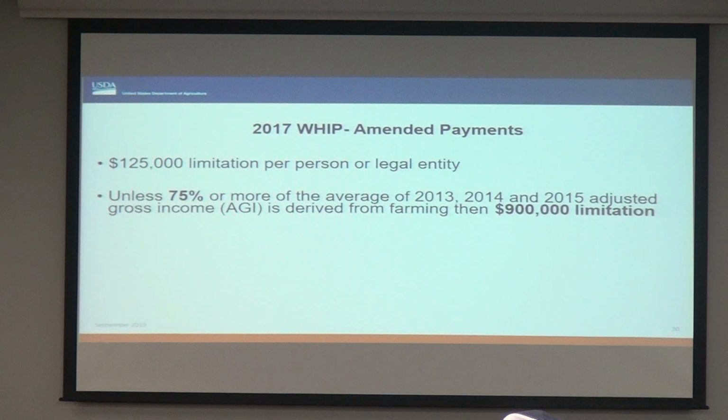However, this is also looking at your AGI. If 75% or more of your income, averaged for 2013, 2014, and 2015, is derived from farming, then you could receive up to the $900,000 limitation. That was the same as last year.